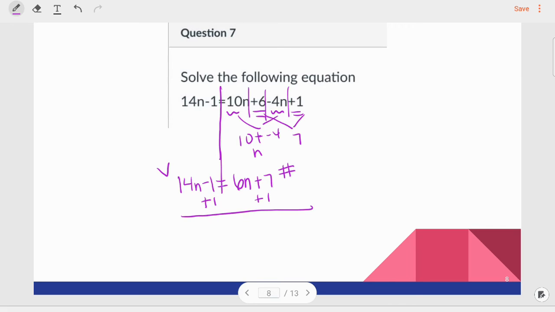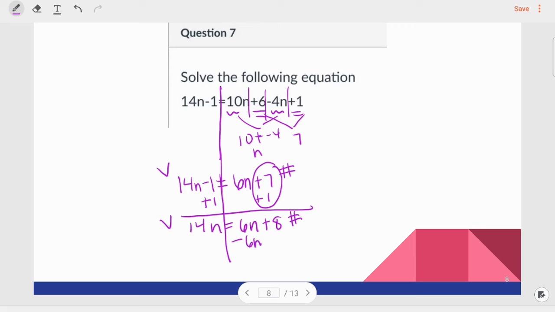We're going to add 1 to both sides of that equal sign. I'm left with 14n equals 6n plus 8. When I combine those two, I get 8. From here, since this is my variable side and this is my number side, the left is how I want it. The right side, I need to just get my numbers.